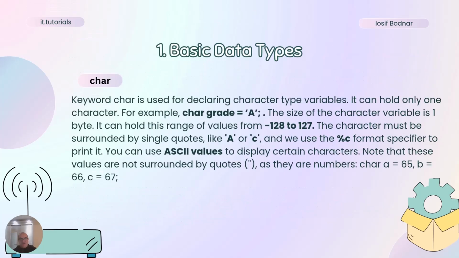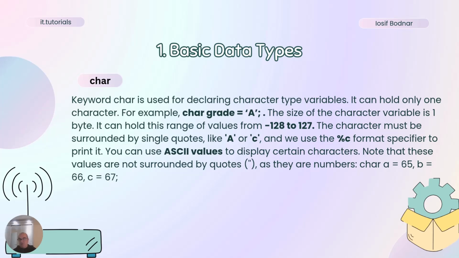And the last basic data type is char. This is the keyword used to declare character type variables. This can hold only one character. This is very important. Here you have an example. This grade is the variable which has this type char.